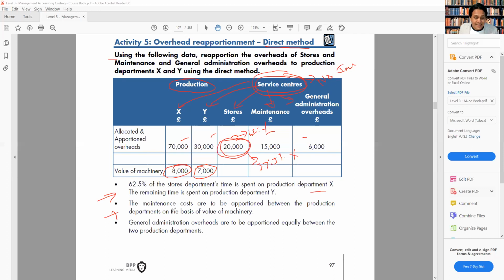The next one said maintenance cost. The maintenance cost is to be apportioned between the production departments on the value of the machinery. So we have 8 and 7, so that will be 15,000. So 8 over 15 and 7 over 15. This will be split between X and Y based on that ratio. And the last one, they said it will be equally. That's really easy. If they said equally, that will be very easy. So 6,000 will split 3 and 3, isn't it? That's all. So let's move on and try to complete this question.